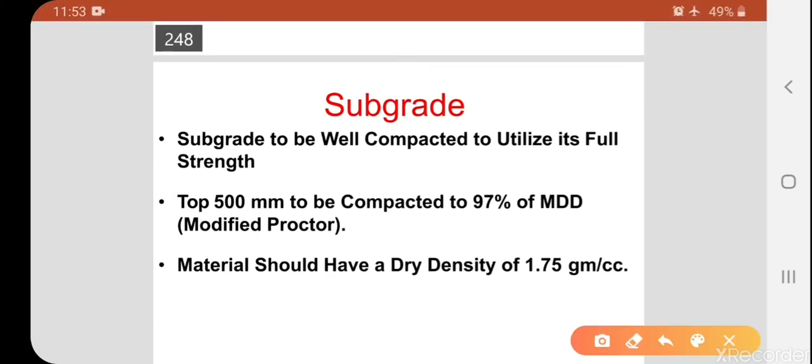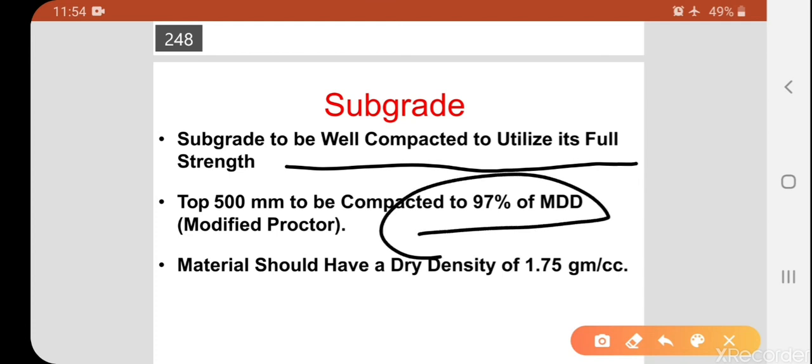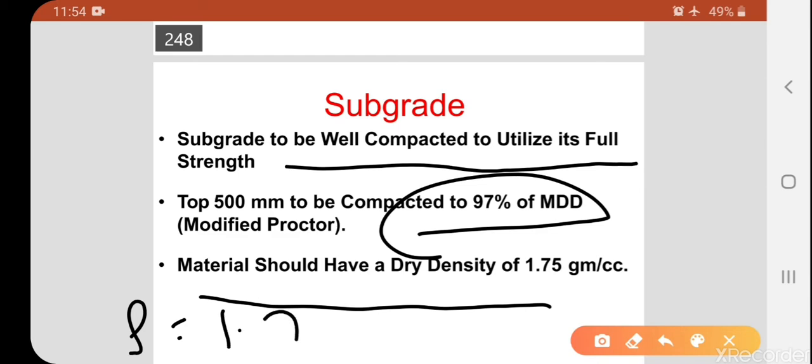Next, subgrade. Subgrade to be well compacted to utilize its full strength. Top 500 mm to be compacted to 97% of MDD, modified proctor. Next, material should have a dry density of about 1.75 gram per cc.